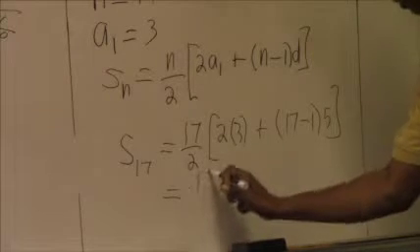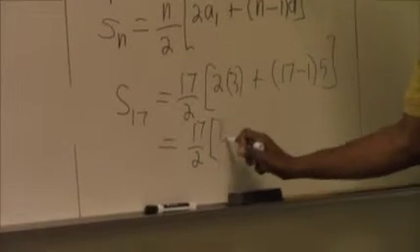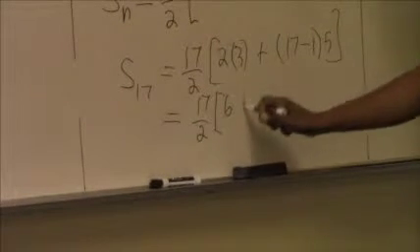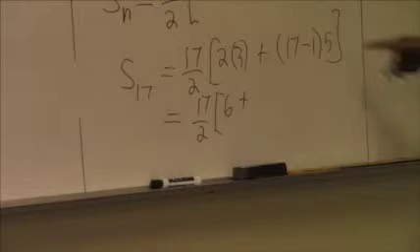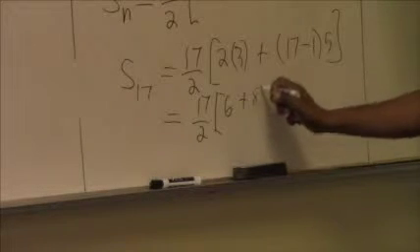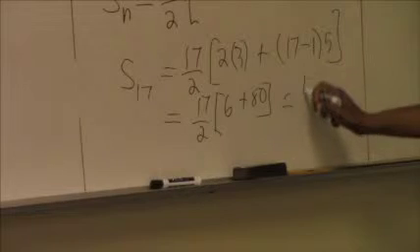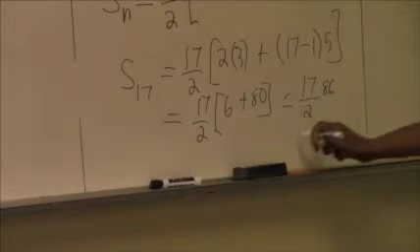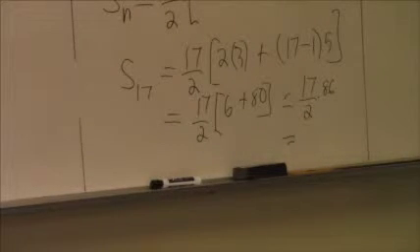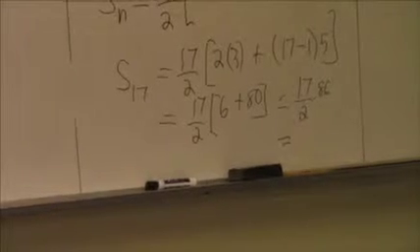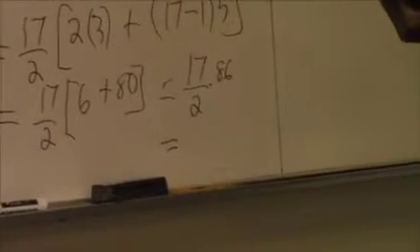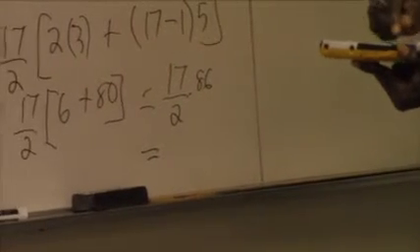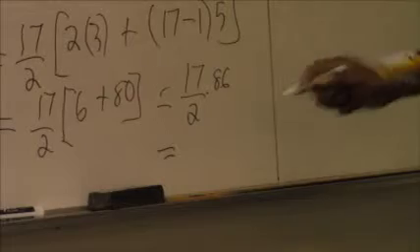I can keep this at 17 over 2. Let's see what I have here. I have 6 plus 17 minus 1 is 16. 16 times 5 is 80. So I'm going to have 17 over 2 times 86. And once I do that, what's my answer going to be? Let me hurry and do this division here. My answer is going to be 17 times 86 divided by 2. I think it's 731. Yeah, I got it.